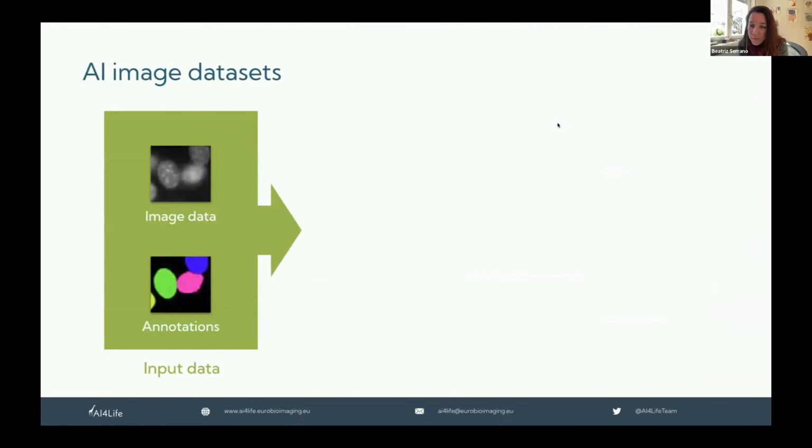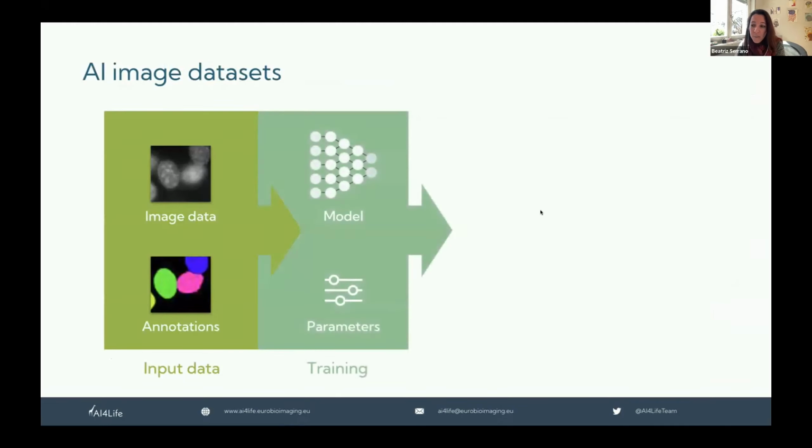So in a typical supervised setting for AI, we will have the image data and the annotations as well. So you see here a segmentation of the image on the top. That would be the input data for the algorithm. And then there will be the model. So there will be a neural network, a network of artificial neurons that will have to be given that data, but also adjusted with some parameters that define the structure, the architecture of the network, and other parameters. And that will make possible the training so that the model can generalize.